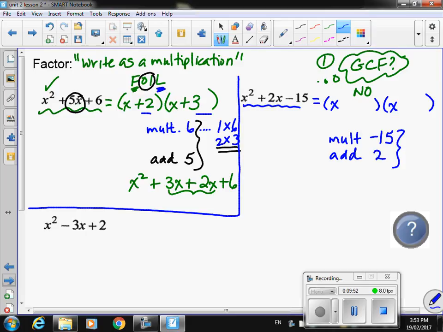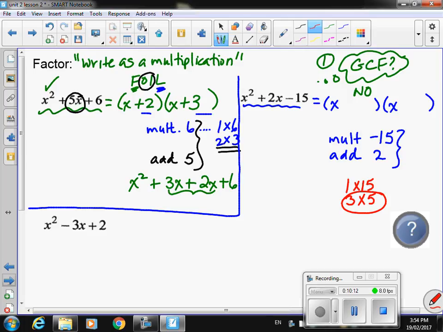So what 2 numbers multiply to negative 15 and add to 2? Well, my brain is starting with the multiplication. So what multiplies to 15? 1 times 15, 3 times 5. Only two choices. 1 and 15 will never get you to 2. It's got to be 3 and 5.